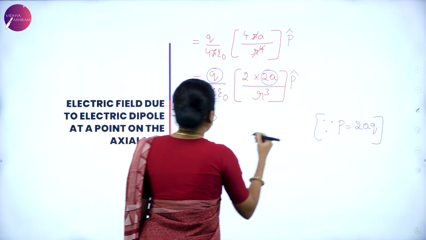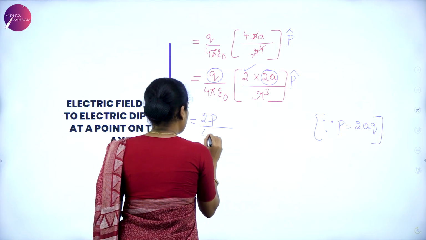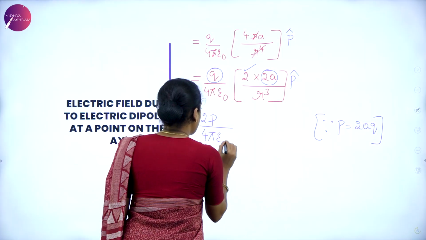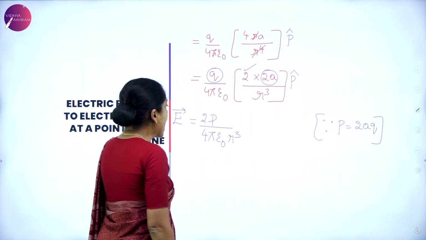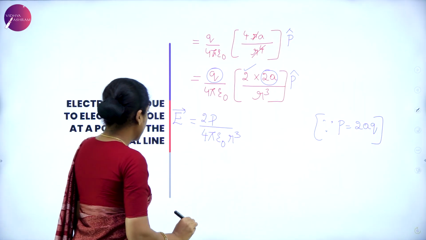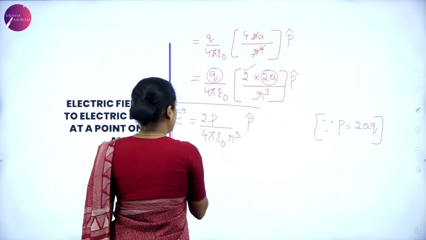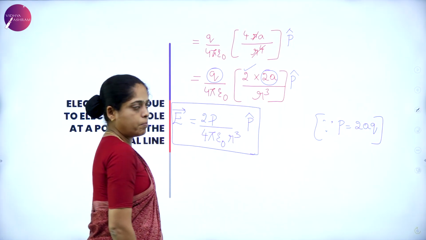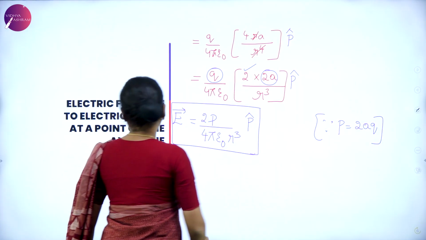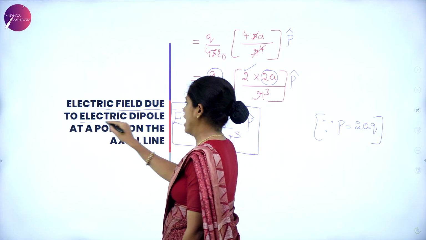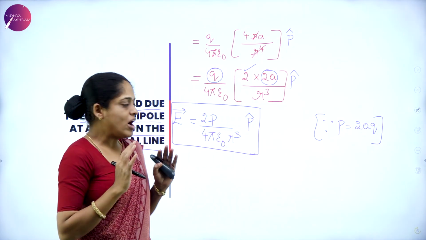Then what we are left with is 2P in the numerator divided by 4 pi epsilon naught R cube, which is the resultant electric field on the axial line due to electric dipole. This should be in the vector form. Therefore, we consider the P cap in all the steps. So, this is the final expression for electric field due to electric dipole at a point on the axial line, which is for your 5 mark.